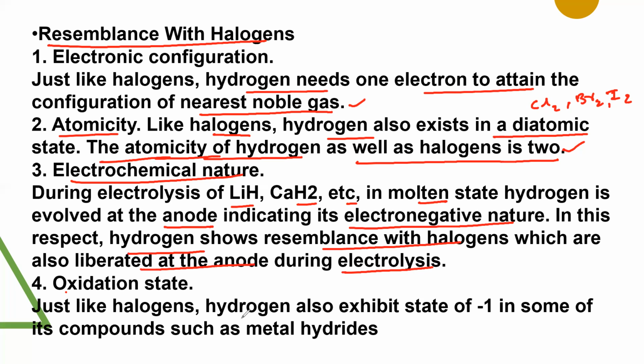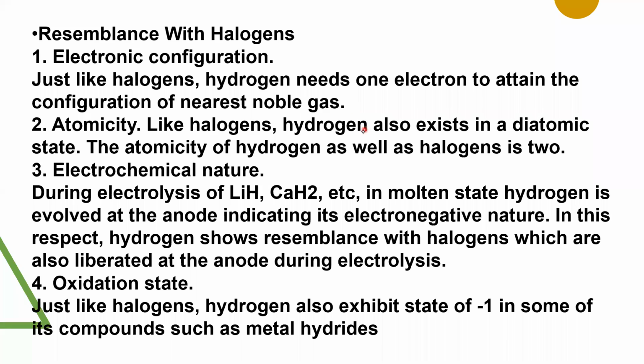Next, oxidation state. Just like halogens, hydrogen also exhibits -1 in some compounds such as metal hydrides. Strongly metallic hydrides like sodium hydride: it is +1 and this is -1. Potassium hydride, KH: it is +1 and it is -1, and so on. So just like halogens exhibit a -1 oxidation state, hydrogen also exhibits +1, -1 oxidation states. These are the important similarities with halogens.